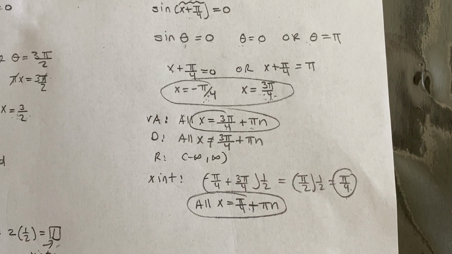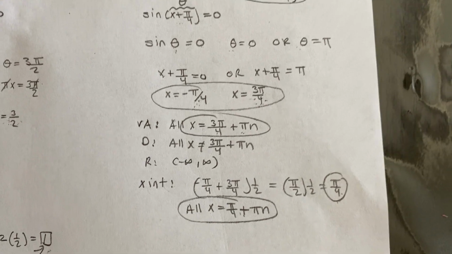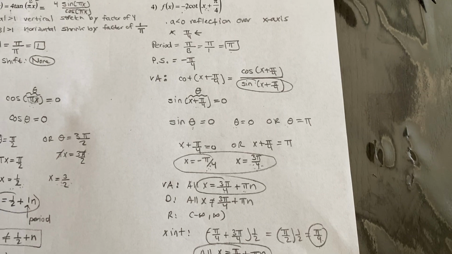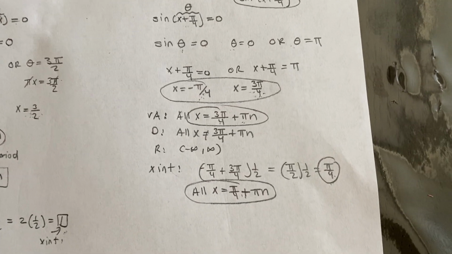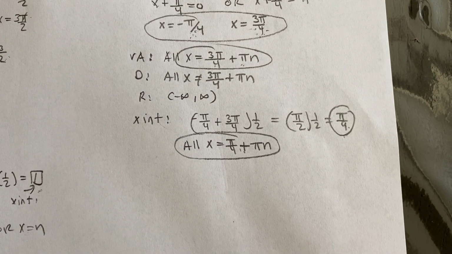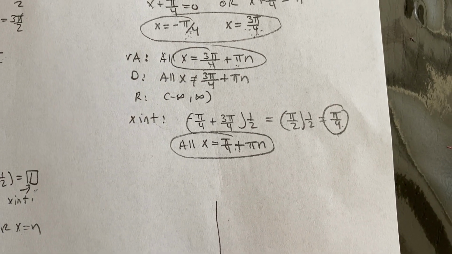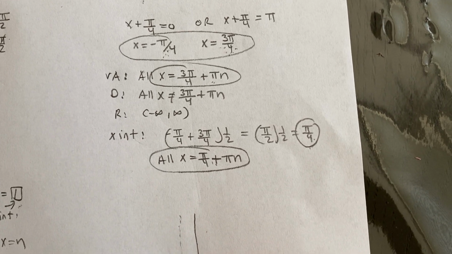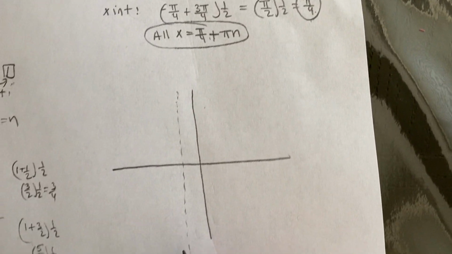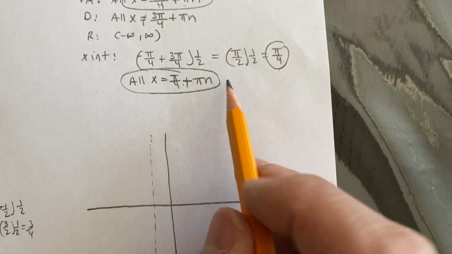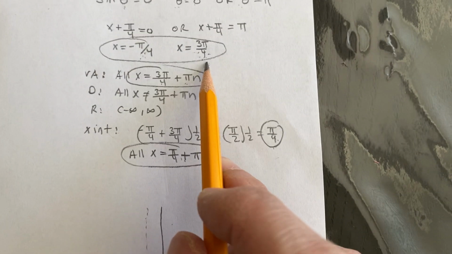I haven't plotted a single point yet, and I pretty much did a lot of the analysis already. So we did all the work. We just need to put all this together on a graph. So let's do that. All right, so VA at negative pi over 4. Next VA we said was 3 pi over 4.